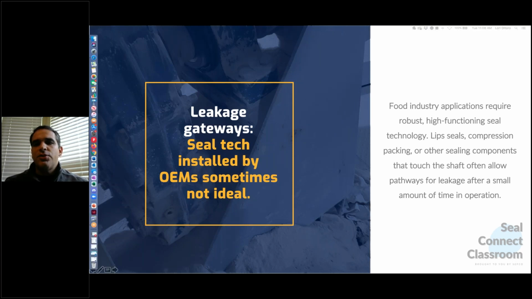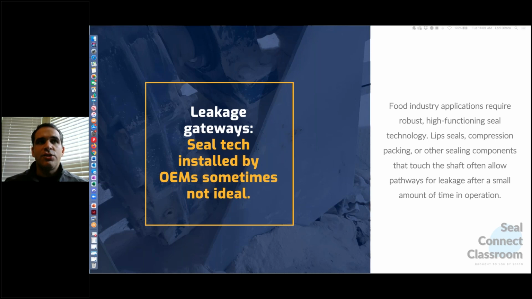Okay. Food industry applications require high-functioning seal technology. Lip seals, compression packing, and other sealing components that touch the shaft often allow pathways for leakage after a small time of operation. What we mean by that is lip seals, mechanical seals, and packing all have their place in industry, and at SEPCO we apply them in a number of applications. But in the food industry, it's very tricky, because with mechanical seals and packing, you need some form of lubrication to lessen the friction.